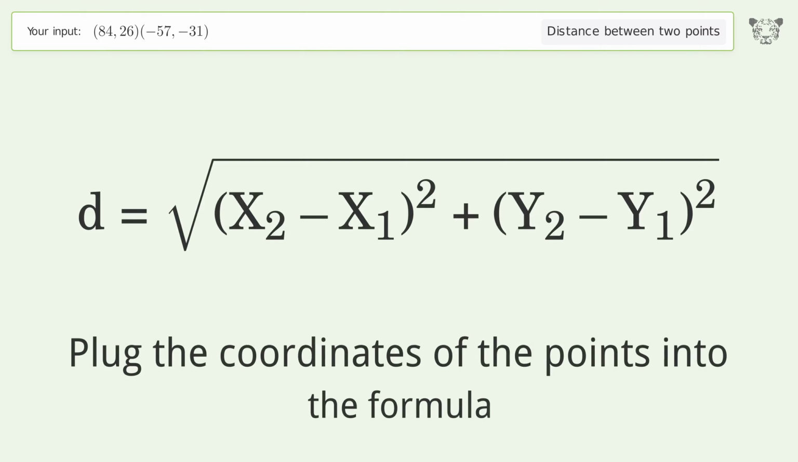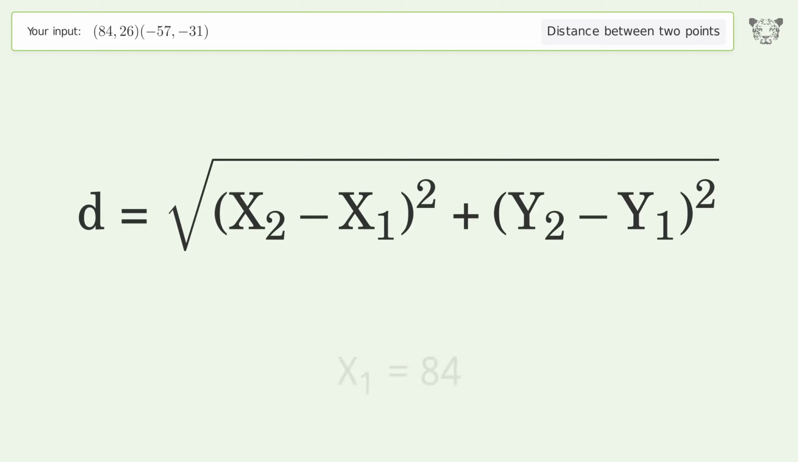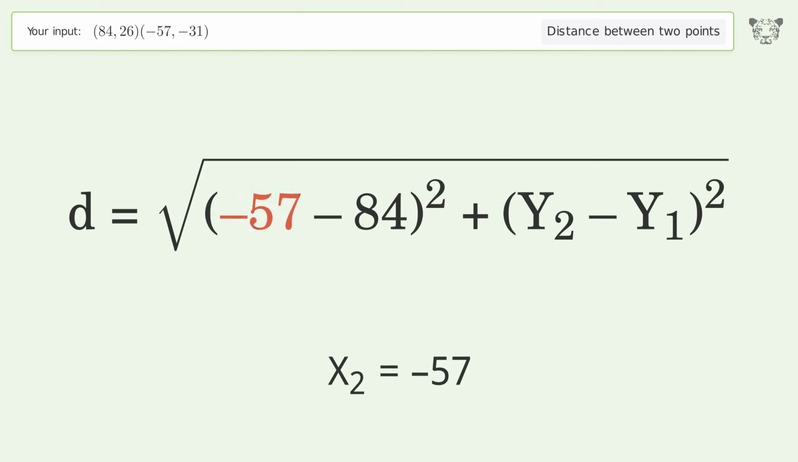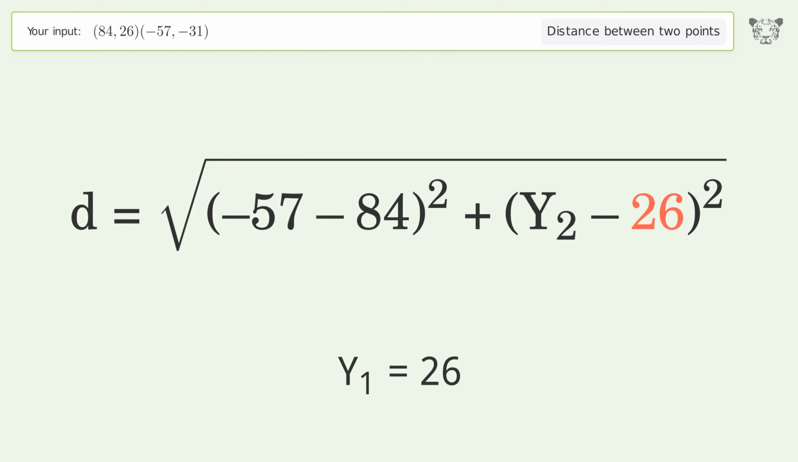Plug the coordinates of the points into the formula. x1 equals 84. x2 equals negative 57. y1 equals 26. y2 equals negative 31.